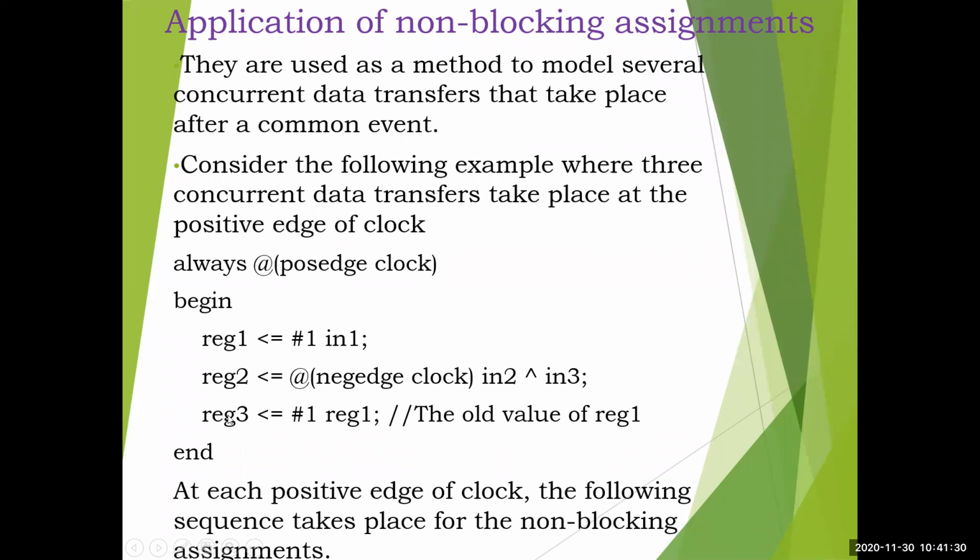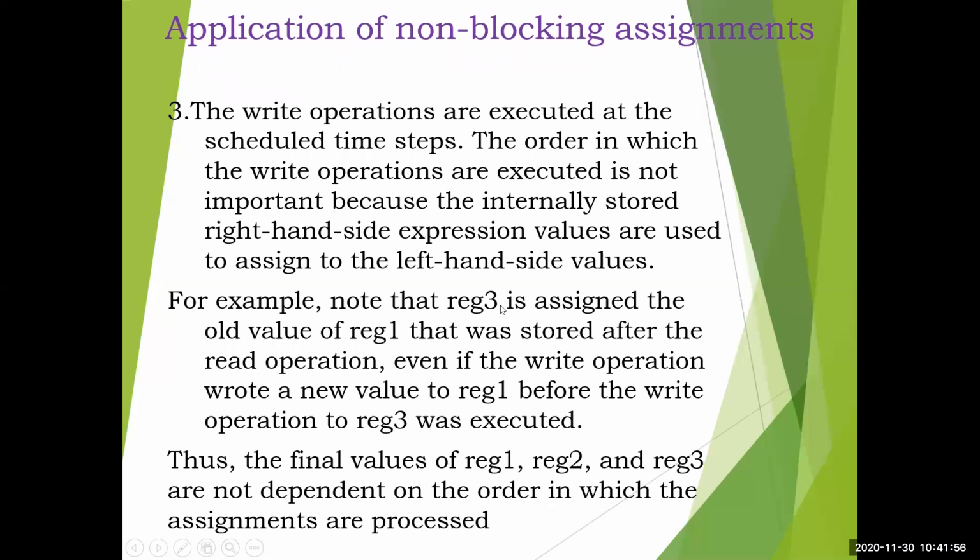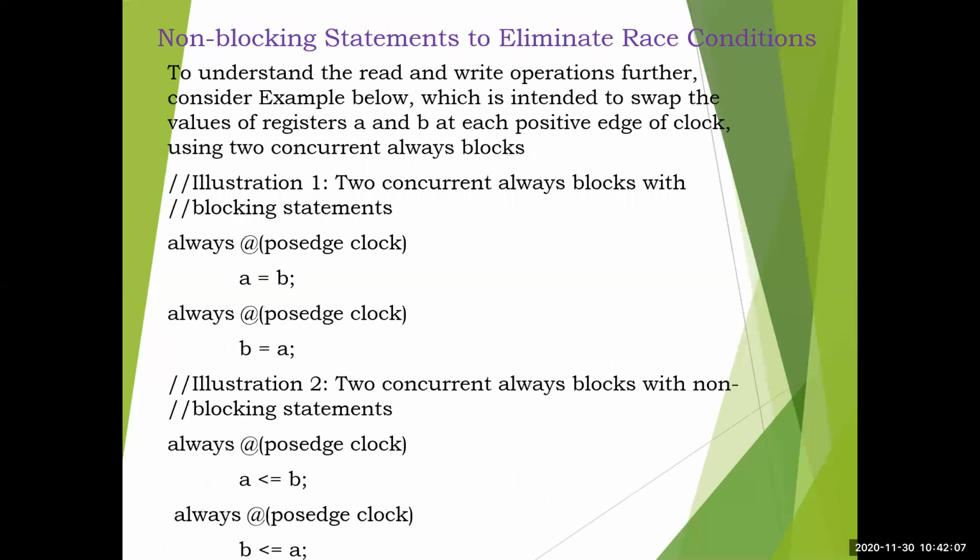Then whatever value is there in register 1 will be stored in register 3. Now since it is a non-blocking assignment, the read operation happens first, right? In 1 into register 1, whatever previous value was there will be stored there, and when you give the write operation, register 3 will take the old value, not the new value. In the next positive edge of the clock, it may take the new value in 1. Okay, that is the idea. Thus, the final values of register 1, 2, and 3 are not dependent on the order in which the assignments are processed. So that is the application of non-blocking assignment.